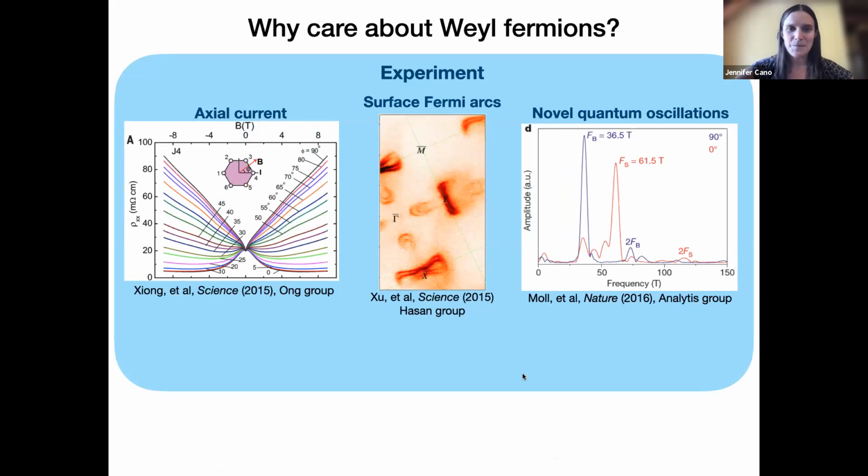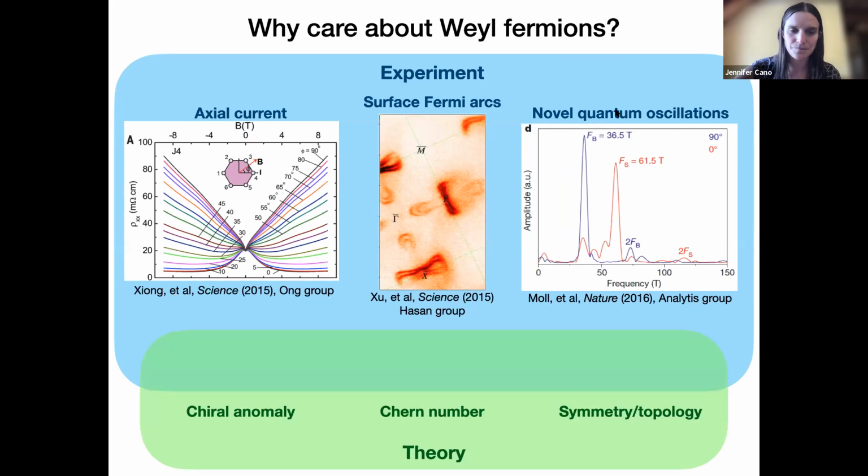So just to summarize, why would we care about Weyl fermions? I've shown you some interesting experimental observations, and one that I didn't talk about, which is quantum oscillations, where the Fermi surface is not just in the bulk, but also connects to these surface Fermi arcs. And so you can get surprising types of quantum oscillations. So on the experimental side, there's some interesting phenomena that you don't see in other systems.